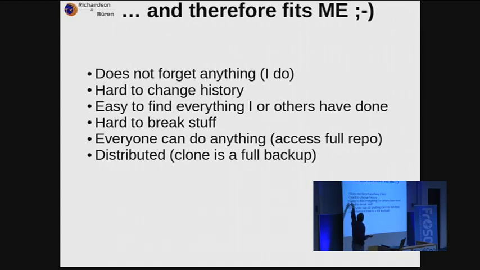It's quite hard to change history in Git, because every commit is unique. That's a major advantage of Git. And the main point for me is it does not forget anything, so I do. I can easily find everything I have done or others have done. You can break stuff, but it's easy to not break it if you know some common concepts. And everyone can do anything.